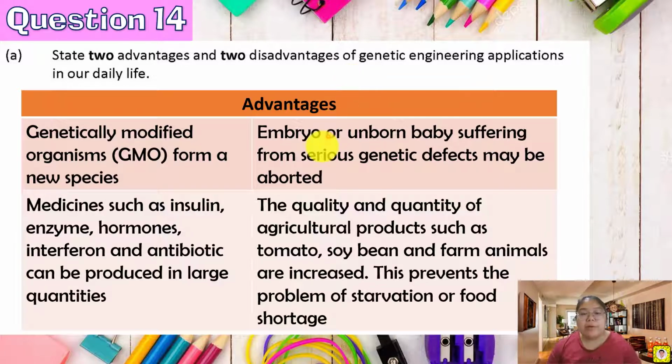Normally they give you 4 points because there are 4 marks. 2 for advantages, 2 for disadvantages. So either 2 marks and 2 marks, then the total is 4 marks. From here I give you more of the advantages. First one, genetically modified organisms, GMOs, form a new species. If you're using genetic engineering technology, that means you can produce a new species.